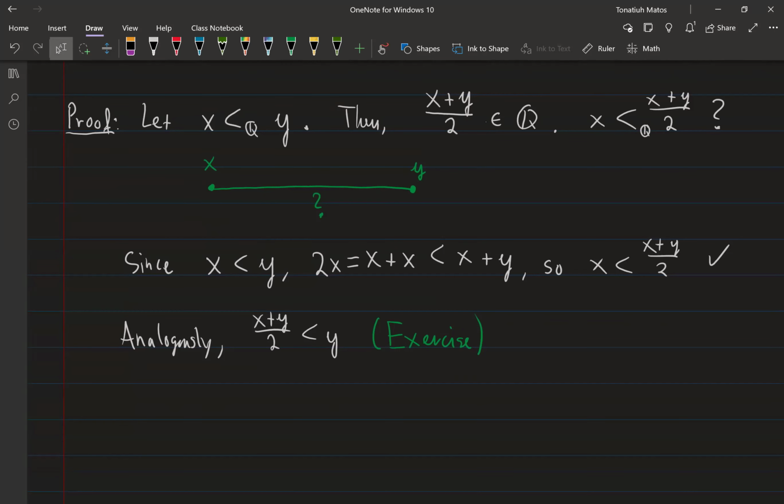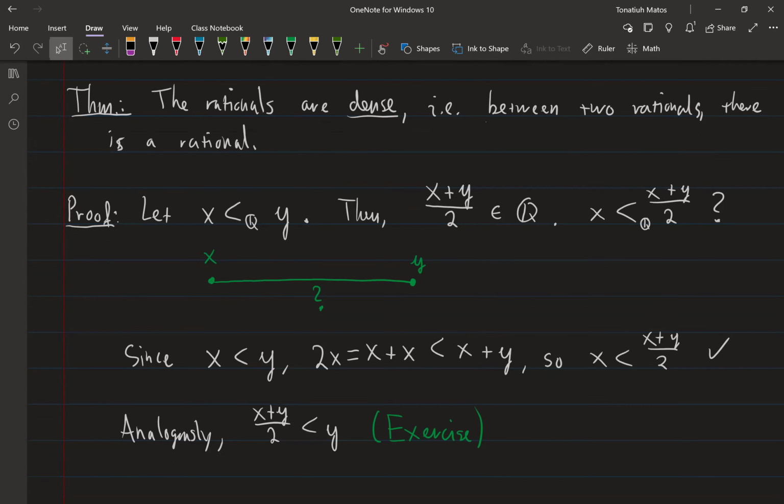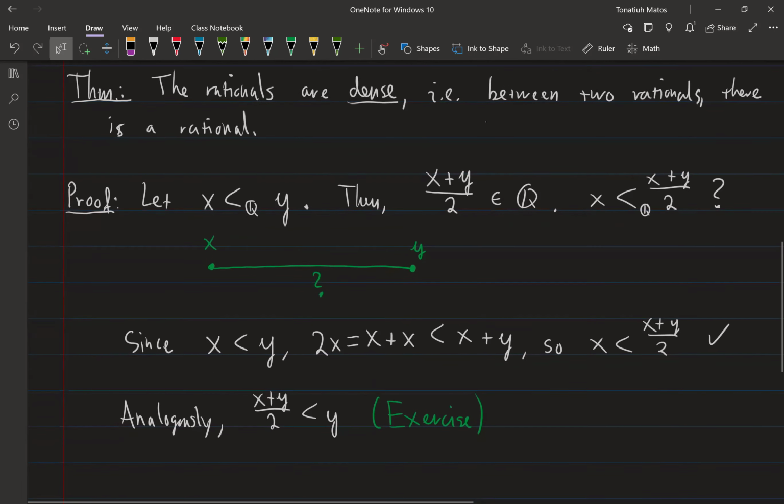So indeed, we found a rational between x and y, namely the one that's precisely in the middle, precisely halfway between x and y. So this proves that the rationals are dense, and if you add maybe an inductive argument here somewhere, it's not just true that there's a rational between any two rationals, but there's infinitely many of them because you can keep going, right? Between (x plus y)/2 and x, you can also find another rational, and you can find another one and another one and another one. So there's actually infinitely many rationals between any two rationals, sorry.